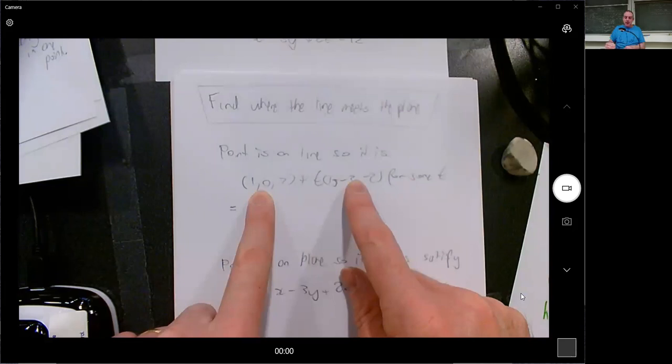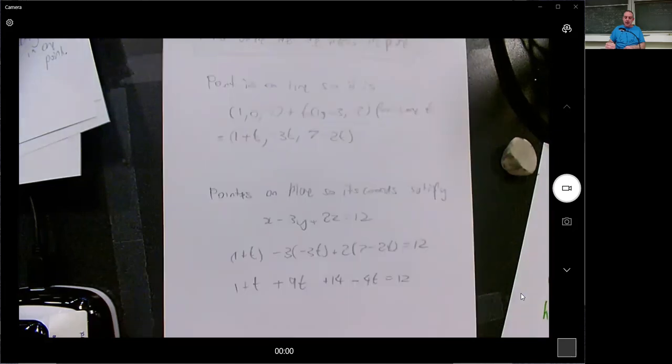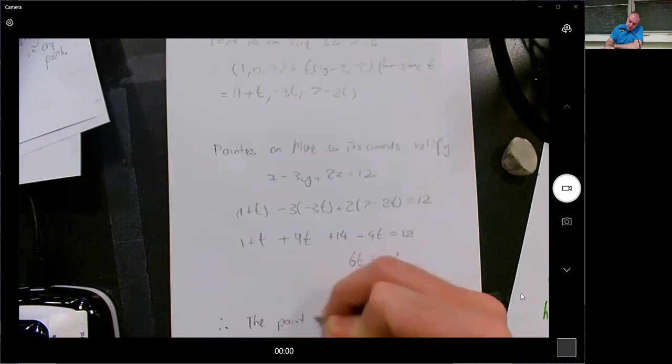So the point is on the line, so it is (1, 0, 7) plus t(1, -3, -2) for some value of t, which I don't know what it is yet. Going to leave some space to do some working. The point is on the plane, so its coordinates satisfy x minus 3y plus 2z equals 12. And since it's both on the line and on the plane, it has to do both. So this will tell me what its coordinates are, and I can sub them into there and it should tell me what t is. So I've got 1 plus t, 0 minus 3t, 7 minus 2t.